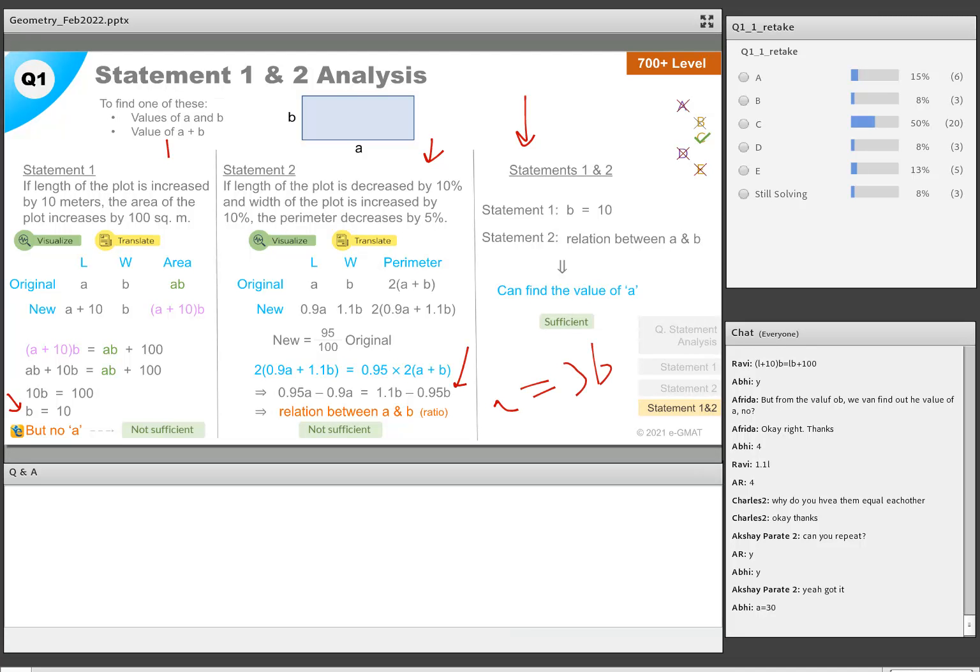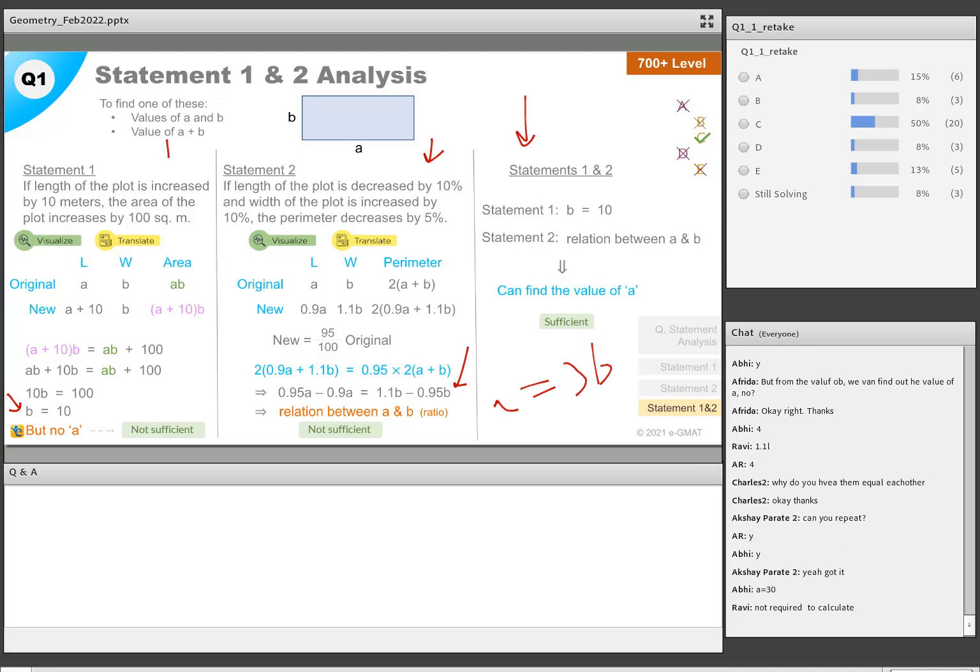I'm saying if I take information from statement 1, I know the value of b. That means I also know the value of a now. Now that I know a and b, I can calculate a plus b. If I know a plus b, I can calculate the perimeter, I can calculate the cost. I'm not required to calculate, but you know that it can be calculated.